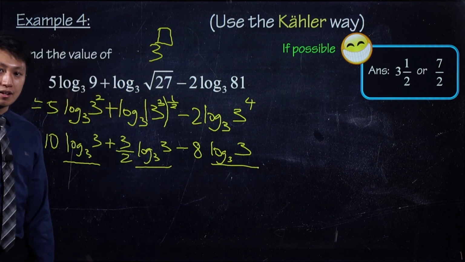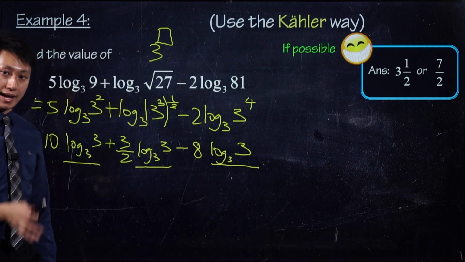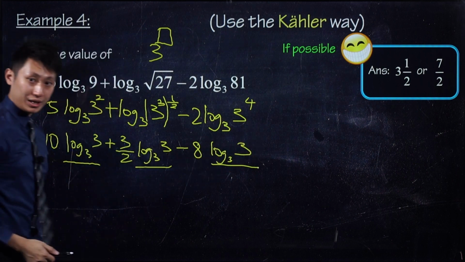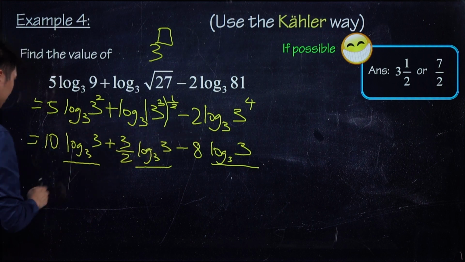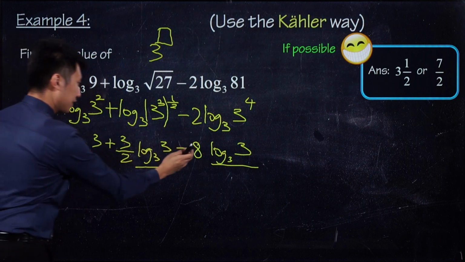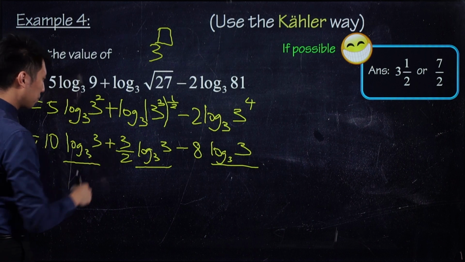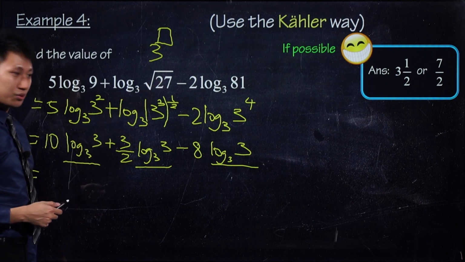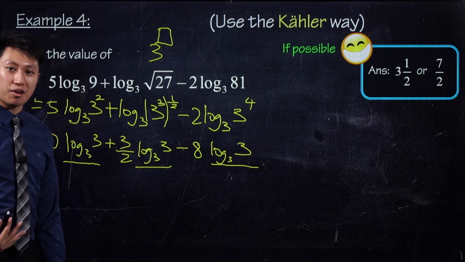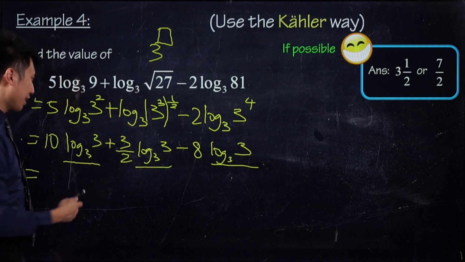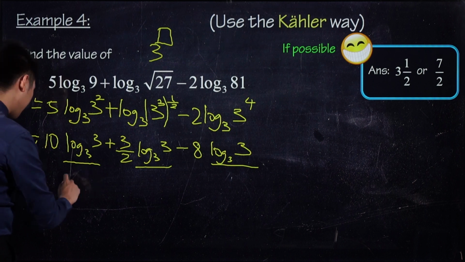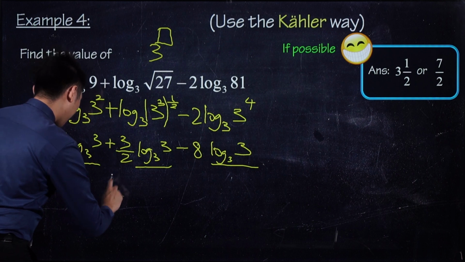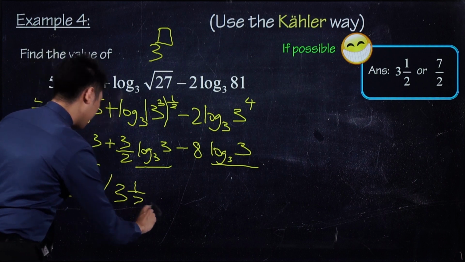What are these? Log 3 3, or log A A, is equal to 1. So that's 1, and that's 1. So what do you get? 10 minus 8 gives you 2. 2 plus 3 over 2. Do you get that? 2 plus 1.5 means 3.5, right? And this one you can write as either 7 over 2, or as 3.5. That's your answer.